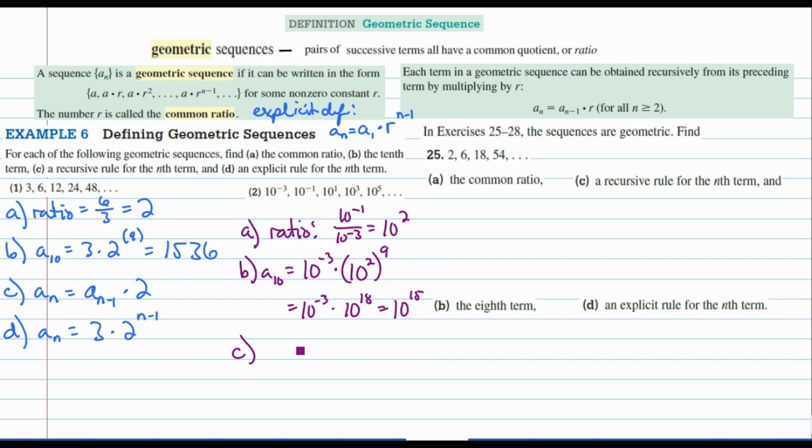A recursive rule for this geometric sequence would be a sub n equals the previous term times the ratio, 10 squared. And an explicit rule would be the first entry, or the first term, times 10 squared to the n minus first power, which you can simplify to 10 to the 2n minus fifth power.